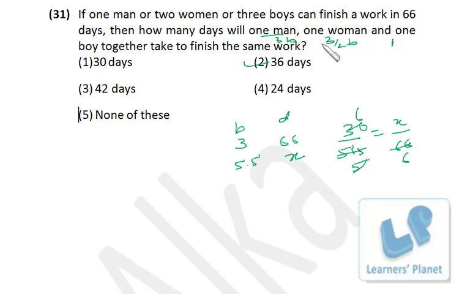What we did, we converted women to children and men to children, right? So that's pretty simple. Capacity of one man is equal to 3 boys, capacity of 2 women is equal to 3 boys. That means capacity of 1 woman will be equal to 3 by 2 boys. So I hope you are clear.